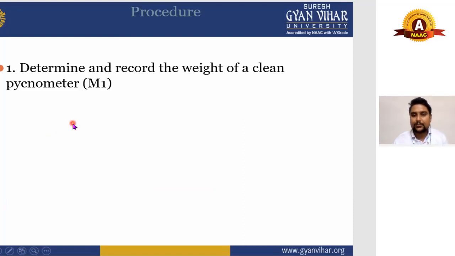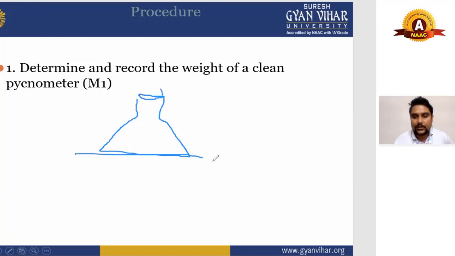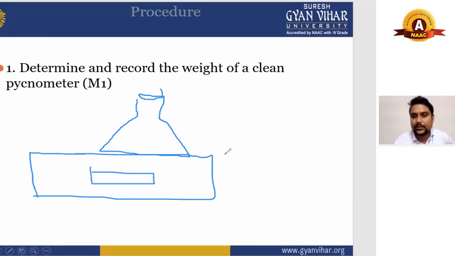Now, what is the procedure? The procedure is very important in the determination of specific gravity. Determine and record the weight of a clean pycnometer. First, you have to take your pycnometer here, like this. The pycnometer will be in this shape. You have to take the weight of it using the weighing machine, and you have to record it as M1.